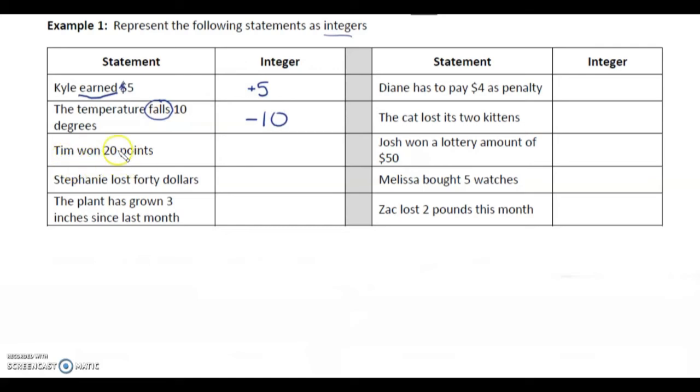Tim won 20 points. If you win something, you're up, so it's going to be positive. Stephanie lost $40. Make sure we're actually reading, because in these questions some of them have actual numerals, but in this case the 40 is spelled out for us. If you lost $40, we're going to have -40.